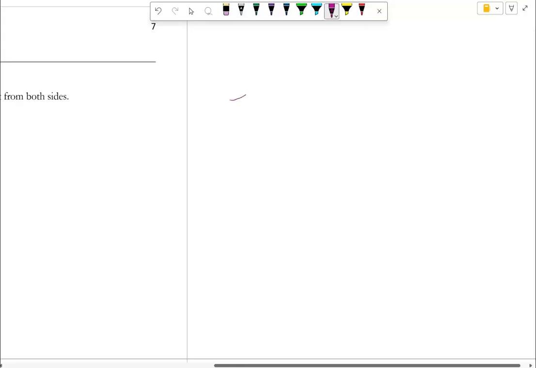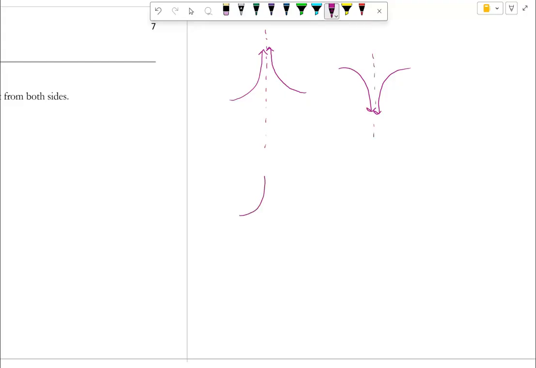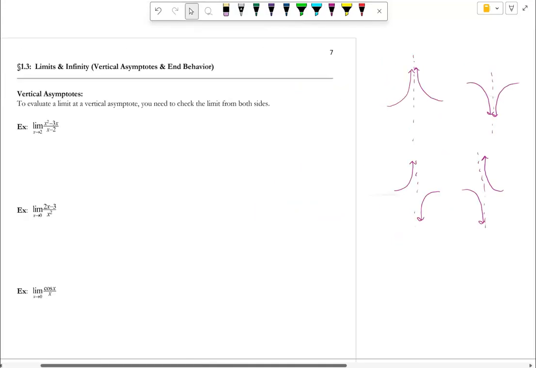You could have an asymptote where our function is approaching positive infinity on both sides of the asymptote, like it's going up, up. You could have a function where both sides of the function are going down at the asymptote. You could have a function where we're going up from the left and down from the right, or we could be going down from the left and up on the right side of the asymptote. Okay, so those are our four possible scenarios at a vertical asymptote.